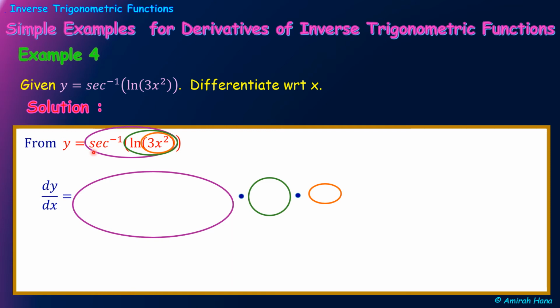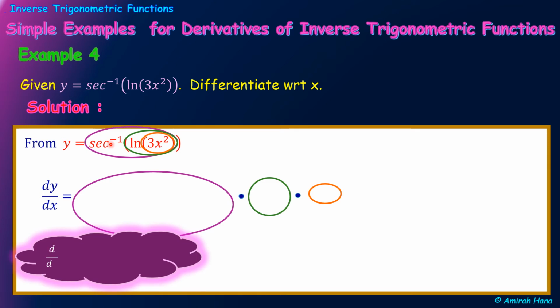Inverse sec ln 3x squared is not a multiplication function, but a composite function. But when we differentiate composite function, in between must be multiplication operation here. Alright, to differentiate function inverse sec, we can refer from the simplest formula.